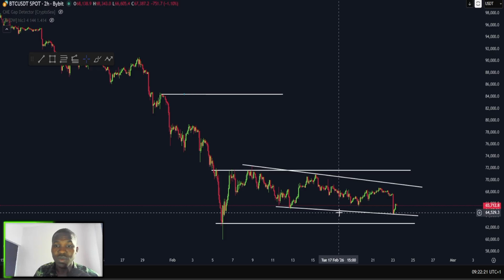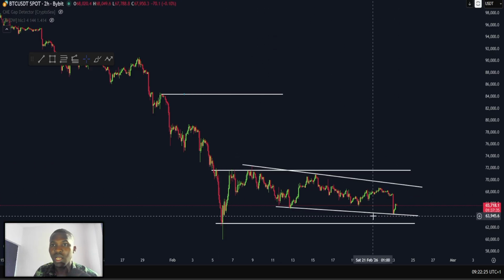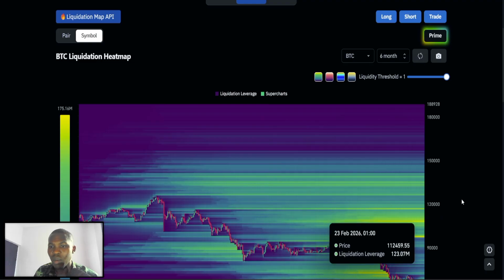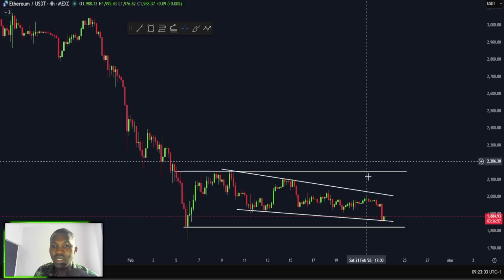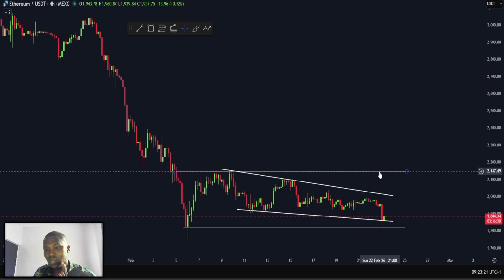Looking at the price action of 2 hours, you can see we have just been on this range here. And as well, we'll take a look at the major liquidity that is currently sitting above the current price of BTC and this short-term price action here on the ETH price chart. So make sure you sit around and watch this video to the end.